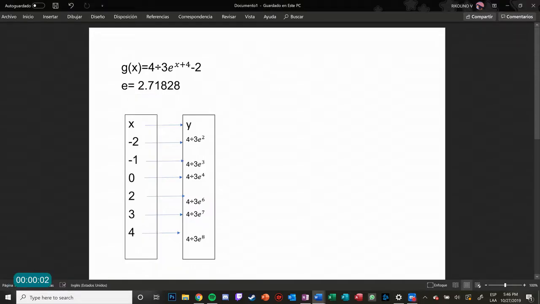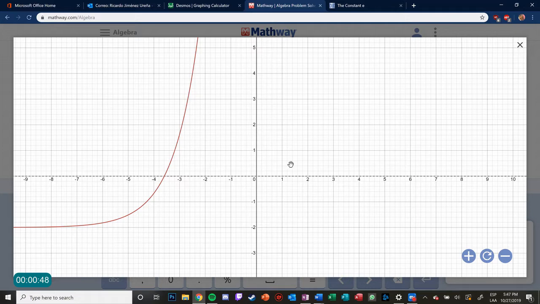In problem 4, we have 4 divided by 3 e to the x plus 4, minus 2. The value of e is 2.71828, so e is a constant. We need to replace x by numbers and tabulate. Like here, minus 2 gives 4 divided by 3 e to the square. And here also, minus 1 gives 4 divided by 3 e to the third power. Also, minus 2 in the operation is the horizontal asymptote of the graph. And here we have the graph with all the points plotted.